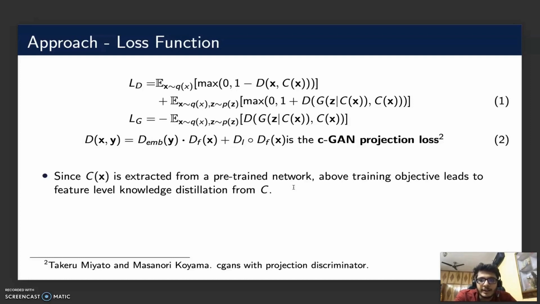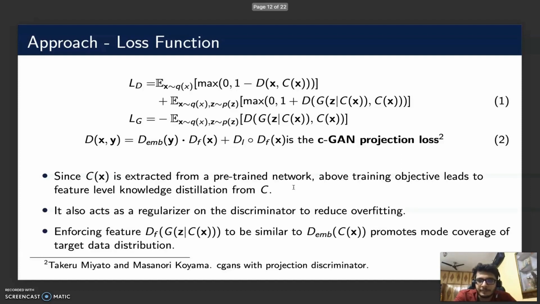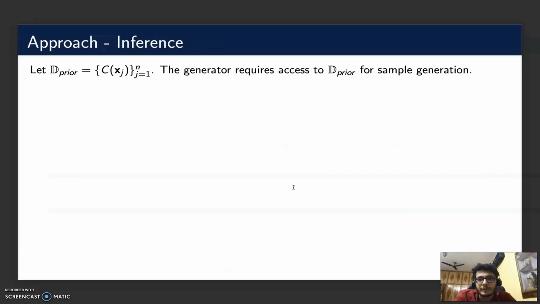And since these data instance priors are extracted from a pre-trained network, the above training objective leads to feature level non-lease distillation from C. Moreover, it also acts as a regularizer on the discriminator to reduce its overfitting. Additionally, enforcing that the generated image is closer to the corresponding data instance prior also promotes mode coverage of the target data distribution.